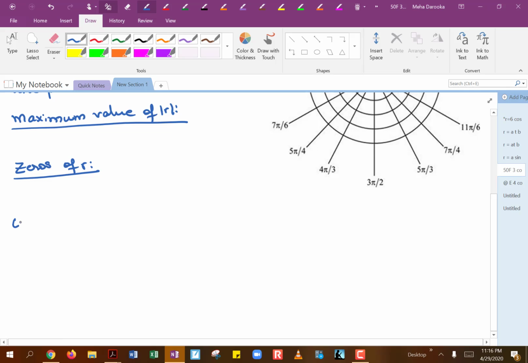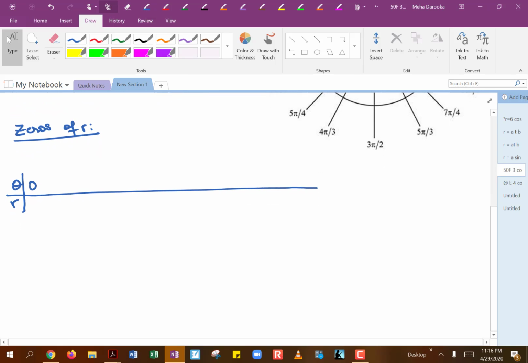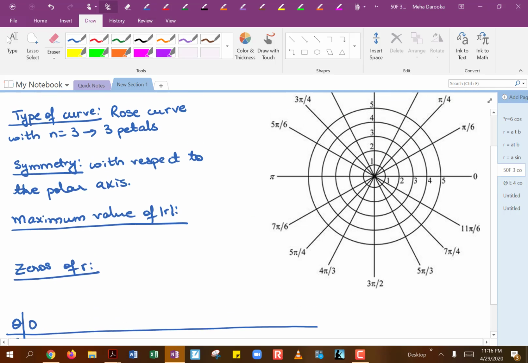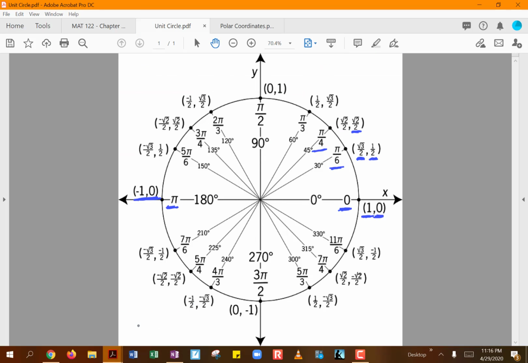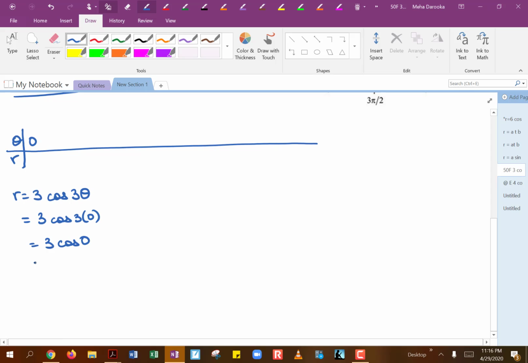Okay, so again, let's do a table here. And I'm actually going to go from 0 to pi in this case. So let's see, if we use 0, our function is r equals 3 times cosine of 3 theta. That would be 3 times cosine of 3 times 0, which is cosine of 0. And again, guys, cosine of 0 is going to be 1. So that means 3 times 1 will give you a value of 3.